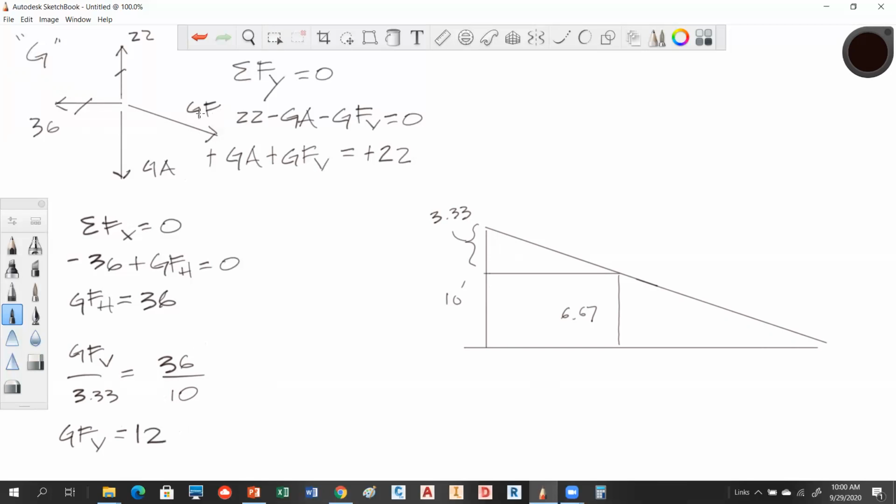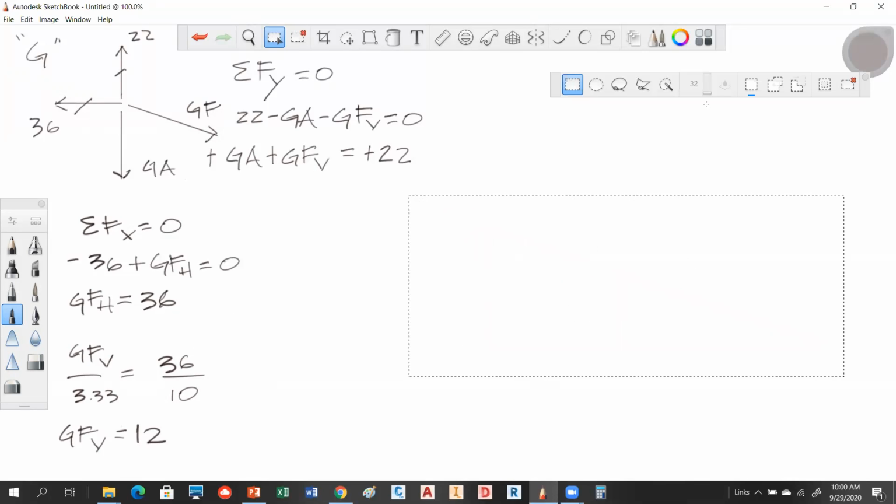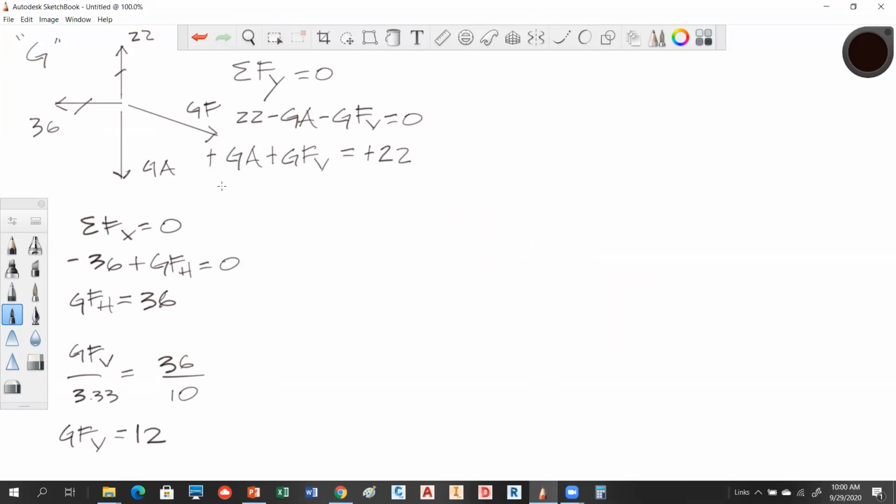Okay. Let me erase this picture. Keep that picture in mind though, because that's a critical kind of thing. I don't think we'll have to do that quite as much. Most of the numbers will be there now. Okay, so that gives us the ability to now solve GA, right? So GA, 22 minus 12 gives us what? 10?